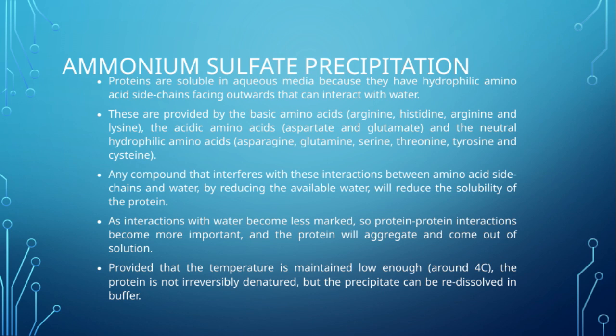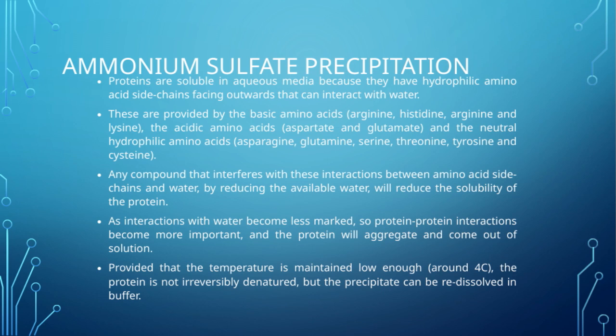Now, if any compound interferes with these interactions, say, by reducing the amount of available water, the solubility of the protein will decrease. Essentially, less interaction with water means the protein is less likely to stay dissolved. As these interactions lessen, protein-protein interactions become more prominent, leading to aggregation and eventual precipitation out of solution. However, as long as we keep the temperature low, around 4 degrees Celsius, we can prevent irreversible denaturation of the protein. This means that the precipitated proteins can often be redissolved in buffer later on, which is useful for purification purposes.